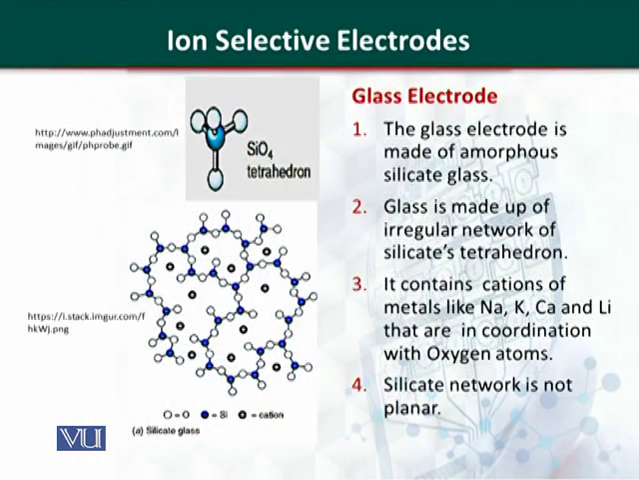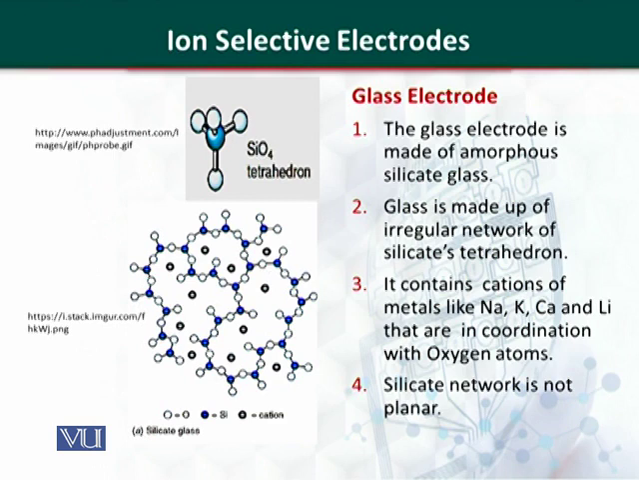The most common example of ion selective electrodes is the glass electrode. The glass electrode is made up of amorphous glass silicate. In the glass, the silicon atom is attached with 4 oxygen atoms and it forms a tetrahedral structure. Basically, glass is an irregular network of these tetrahedral structures, and this is not planar. And these structures contain potassium, sodium, calcium, and lithium ions. These ions are positively charged.